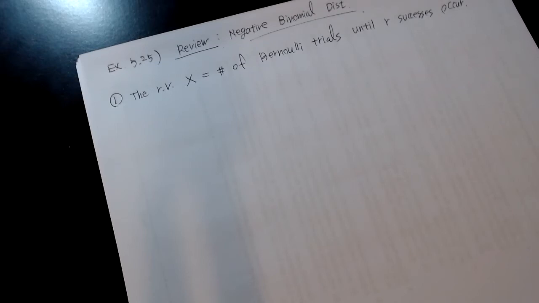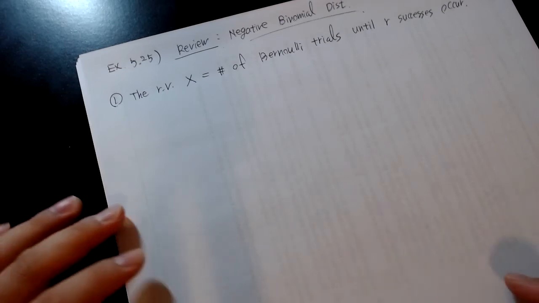So in the binomial distribution, the total number of Bernoulli trials is fixed. But in the geometric distribution and the negative binomial distribution, the number of Bernoulli trials is a random variable. In the geometric distribution, we assume that just one success happens, but in the negative binomial distribution, the number of successes can be manipulated.